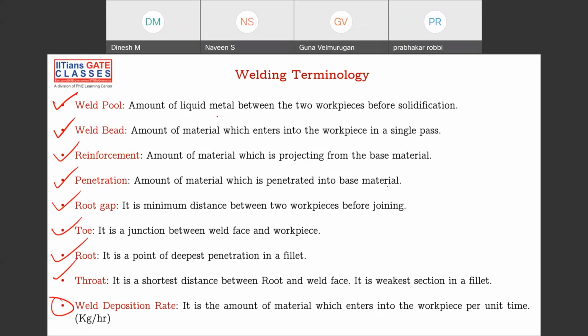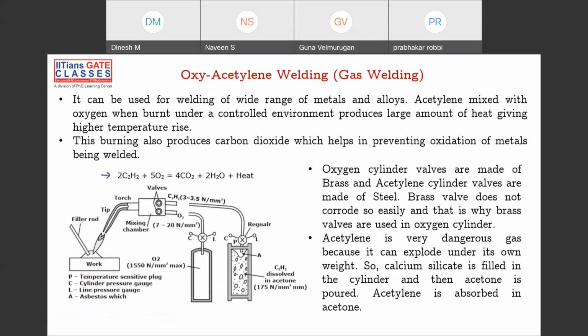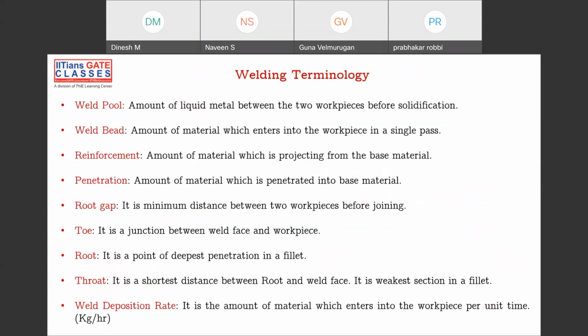Weld deposition rate is nothing but how fast you are going. If you are having two plates like this and you want to join these two plates, let's say, so now you are trying to weld, and how fast you are going is known as weld deposition rate, right? Deposition rate in the sense how much mass or how much volume you are trying to deposit in between that per time. Okay, till here the welding terminology is done.